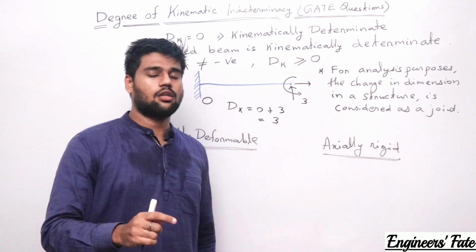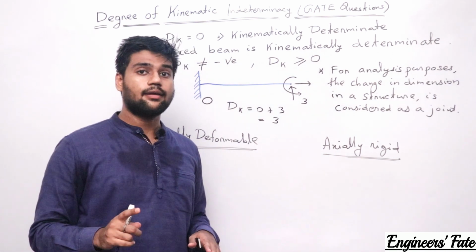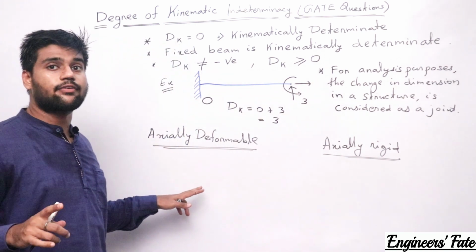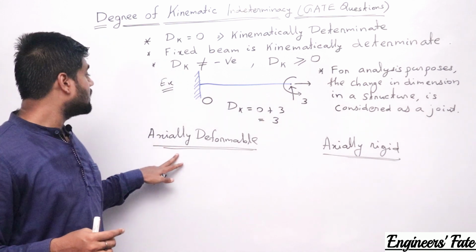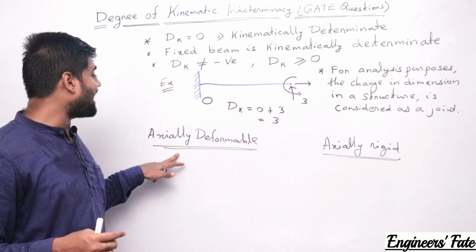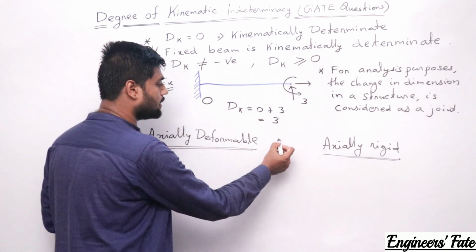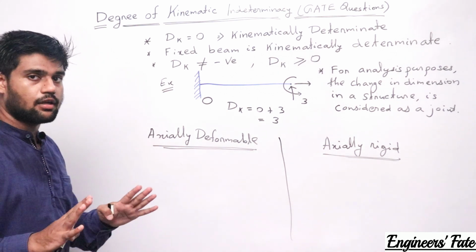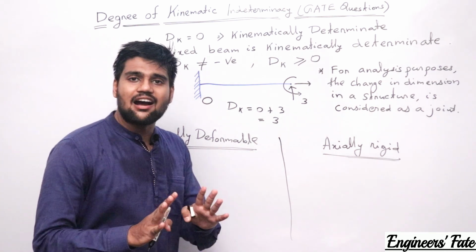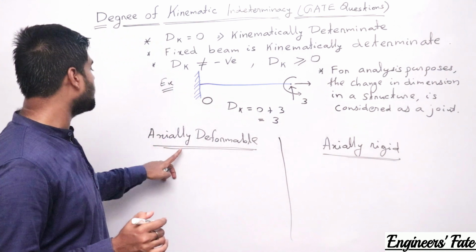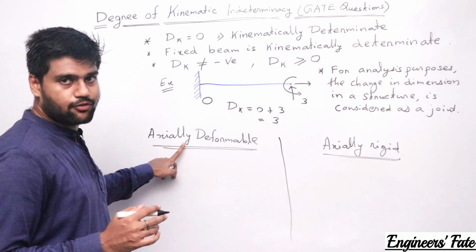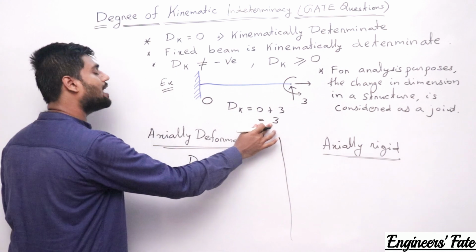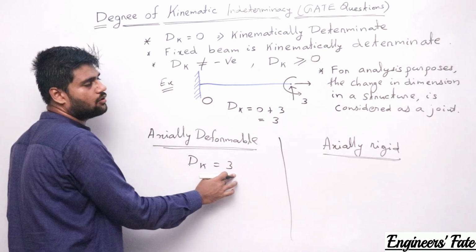Now in the question, if the degree of kinematic indeterminacy dk is asked, there can be two conditions: the structure is actually deformable, or the structure is actually rigid. Just focus on both cases right now. If the question asks us to find dk and mentions that the structure is actually deformable, then my answer is dk equals 3. Whatever answer I find here, my answer will be 3.